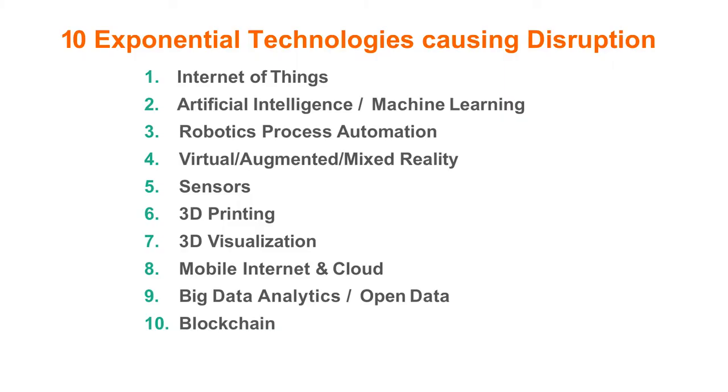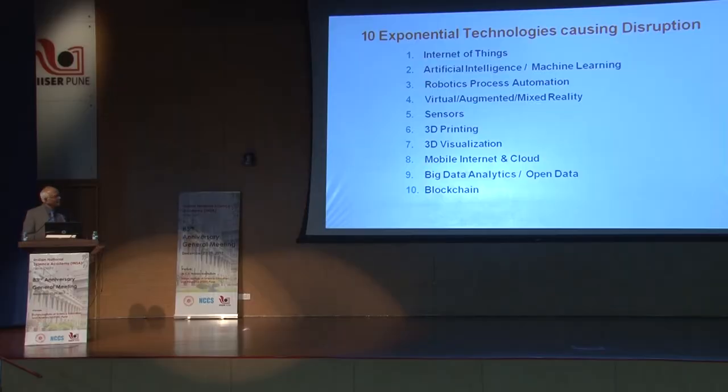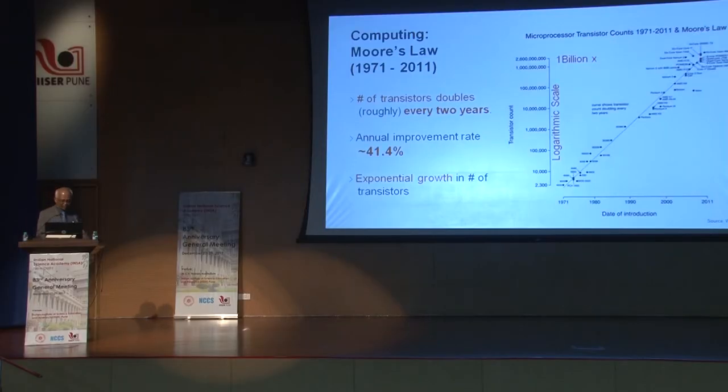There are 10 exponential technologies that are causing disruption. First is Internet of Things, artificial intelligence, machine learning, robotics, process automation, virtual, augmented, or mixed reality, sensors, 3D printing, 3D visualization, mobile internet and cloud, big data analytics, and blockchain. These are the 10, by the way. Now, what happens with these exponential technologies? Why do we call them exponential?